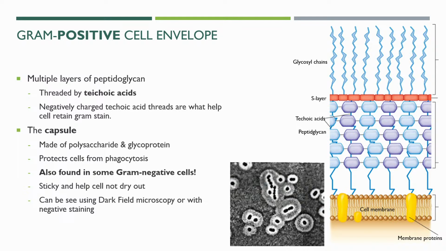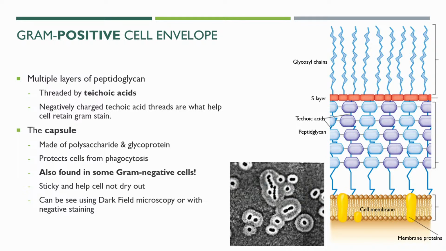So, summary: multiple layers of peptidoglycan in gram-positive cells. They're threaded by these teichoic acids. And then there is a capsule, so it literally looks like a capsule around the cells, made of more polysaccharides and glycoproteins. These are slippery and they help with preventing phagocytosis and keeping the cell from drying out. Phagocytosis is when an immune cell engulfs a bacterial cell and tries to kill it. So this capsule helps give it some more protection.